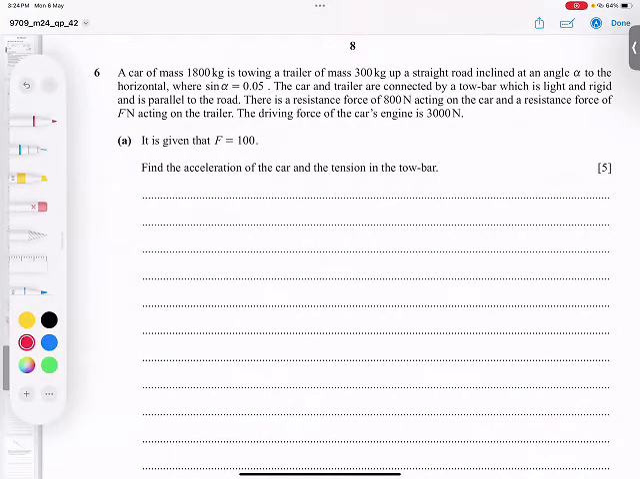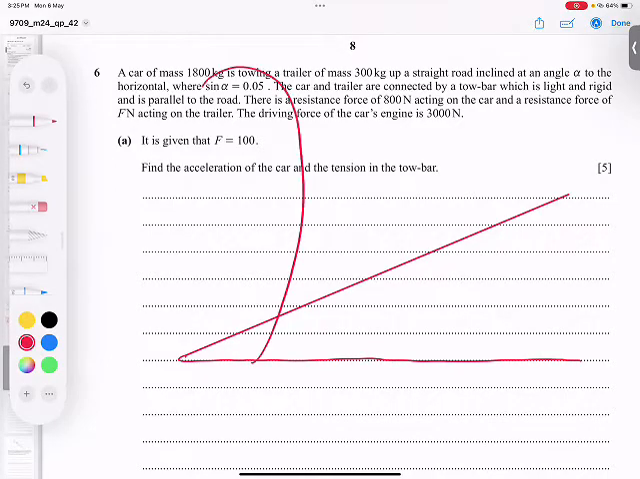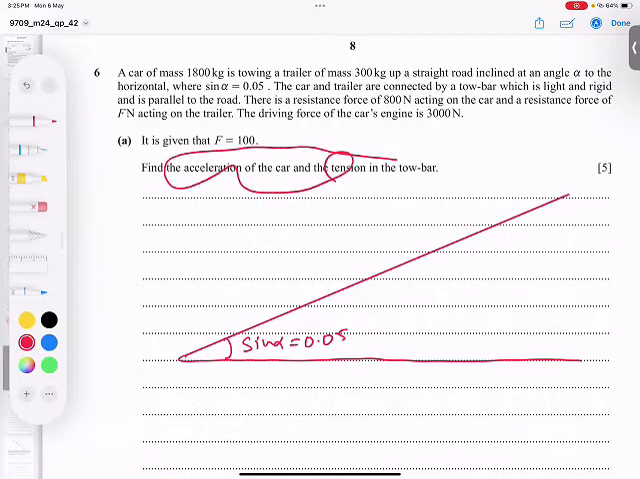A car of mass 1800 kilogram is towing a trailer of mass... Okay, so there's a best way when you have this kind of question, especially when these two particles are connected. A diagram is very important. What is said that sine alpha is that? So this is sine alpha, 0.05. So he's saying what? And especially when he asks for acceleration and tension, you have to deal with them separately.